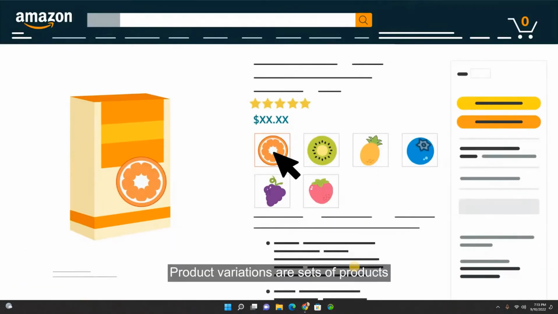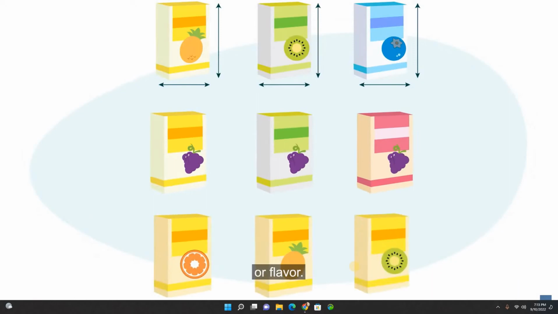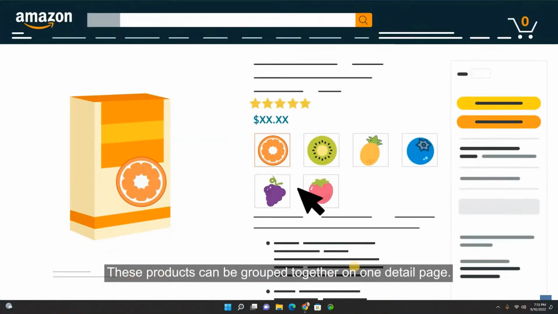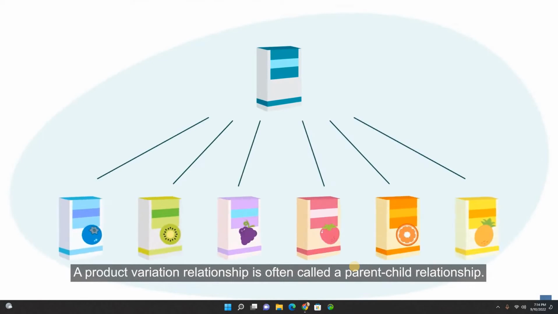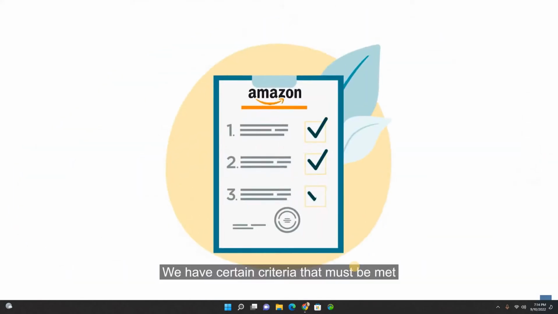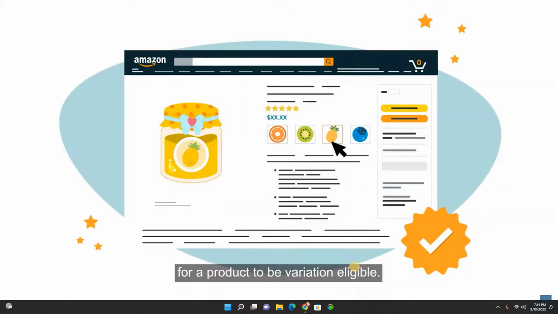Product variations are sets of products that are related to one another by an attribute such as size, color, or flavor. These products can be grouped together on one detail page. A product variation relationship is often called a parent-child relationship. We have certain criteria that must be met for a product to be variation eligible.